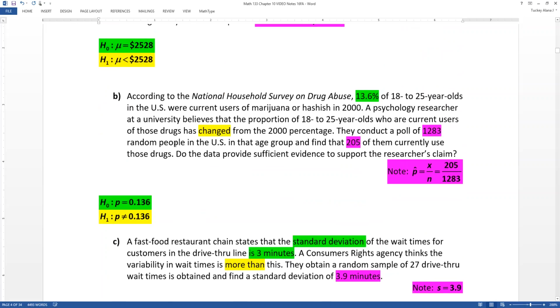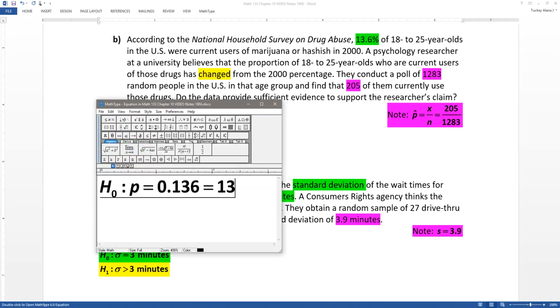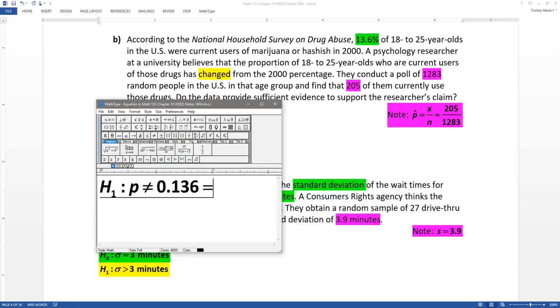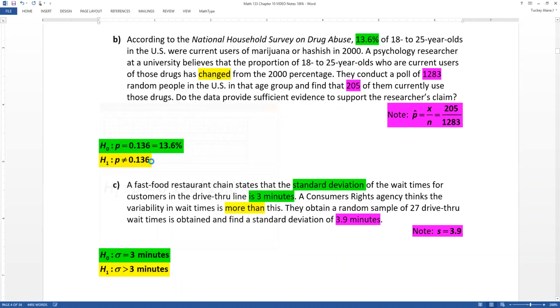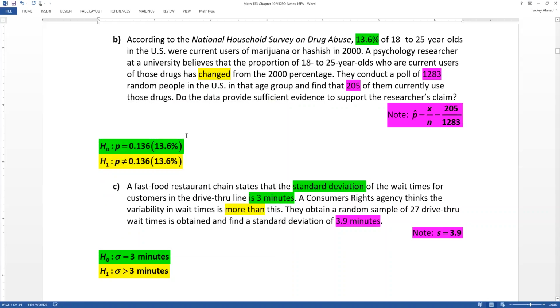On a side note, you'll notice you can include the units for the null and alternative hypotheses. Percentages don't really have a unit, but you could turn it into a percentage if you so desired. So you could either use the decimal of 0.136, or you could use the 13.6%. Either one of those is fine. So it's up to you which way you want to write it. I generally use decimals because decimals are what are going to be used in the formulas later on.